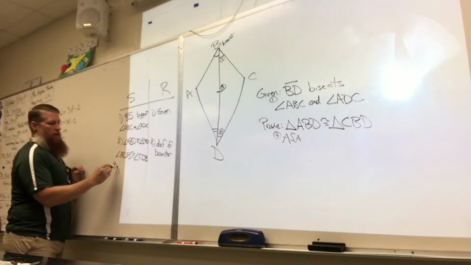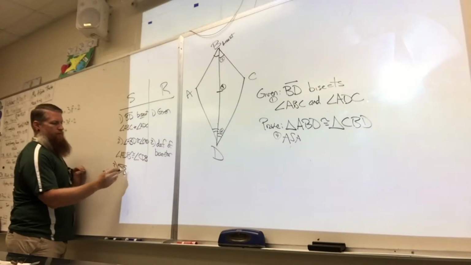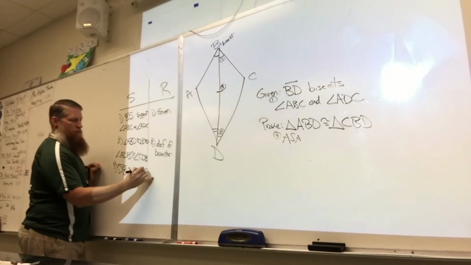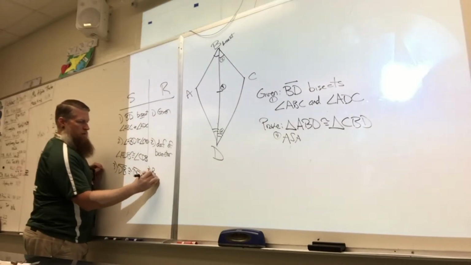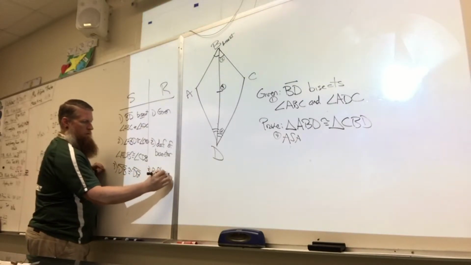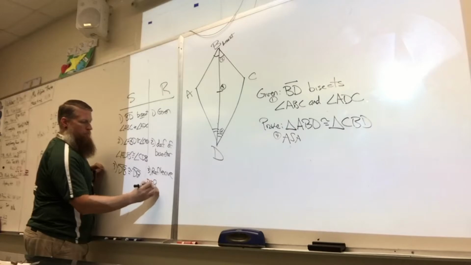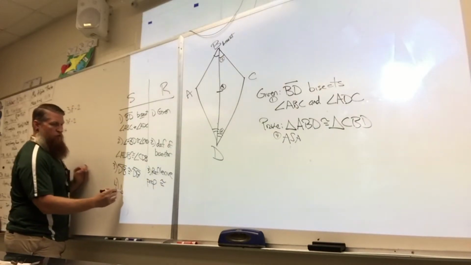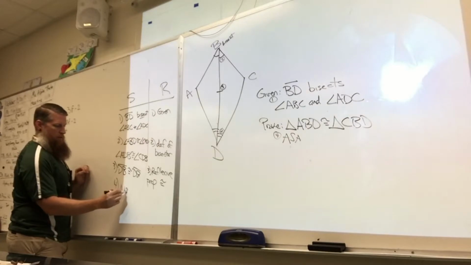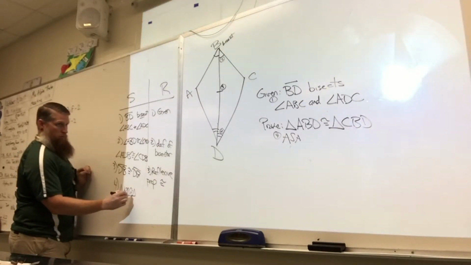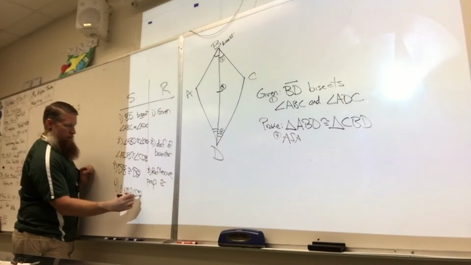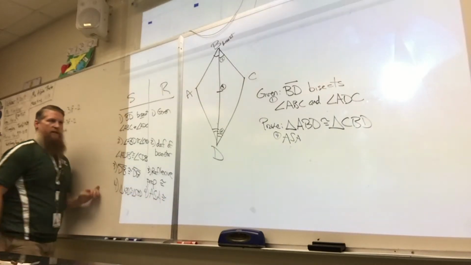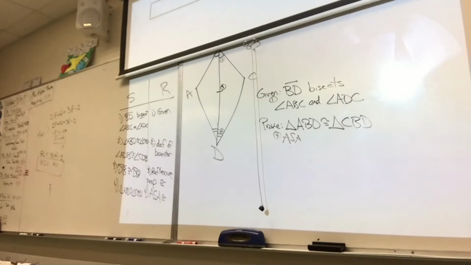All right, third thing was the reflexive. So the DB is congruent to DB. And then that was enough for us to say the two triangles were congruent, and that was ABD, and that was angle side angle.